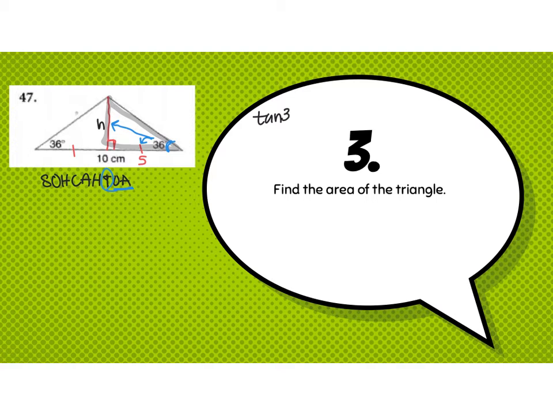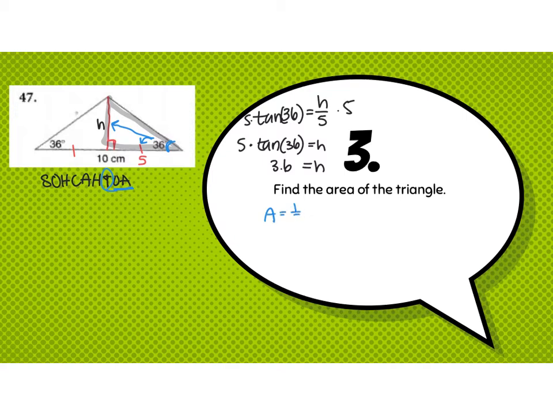Tangent of 36 equals the opposite, which is h, over the adjacent, which is 5. To solve for h, I'm going to multiply both sides by 5. I get h equals 5 times the tangent of 36. From here, I'm going to put this into my calculator, and I'm going to get a height of 3.6 when I round to the nearest tenth.